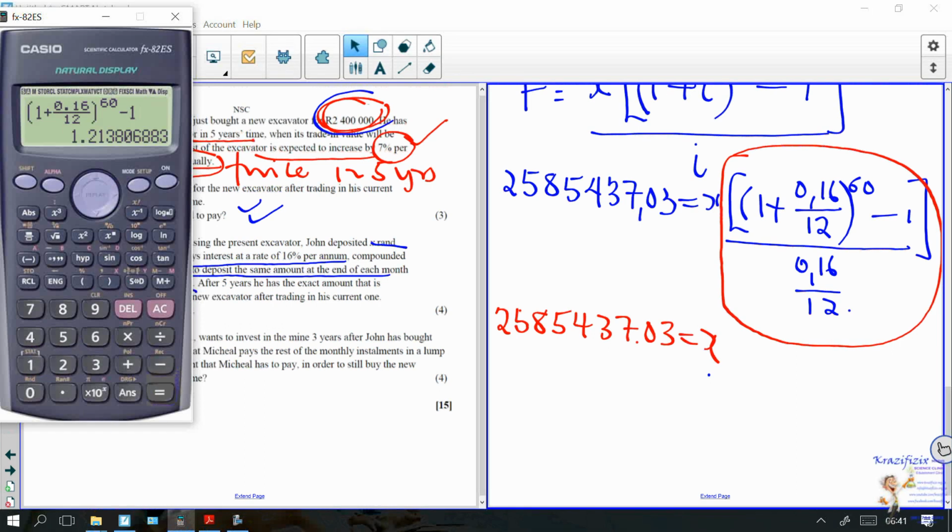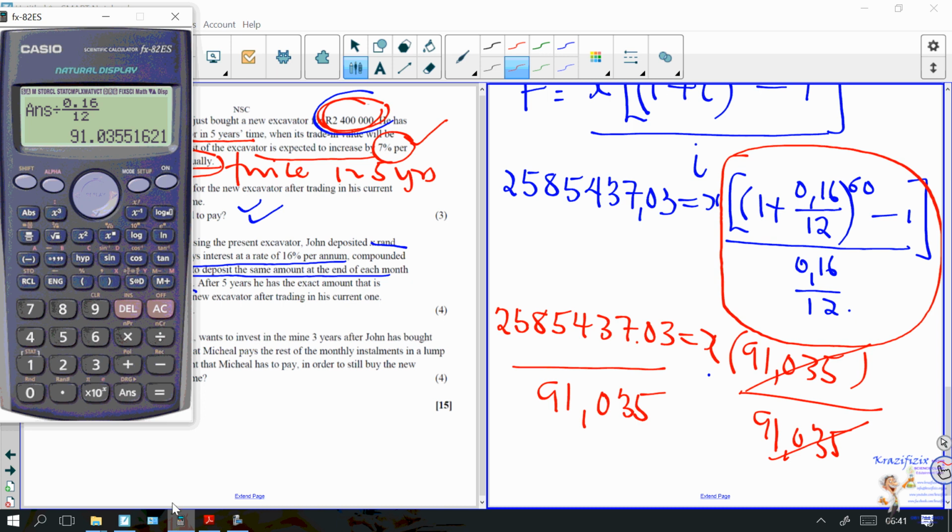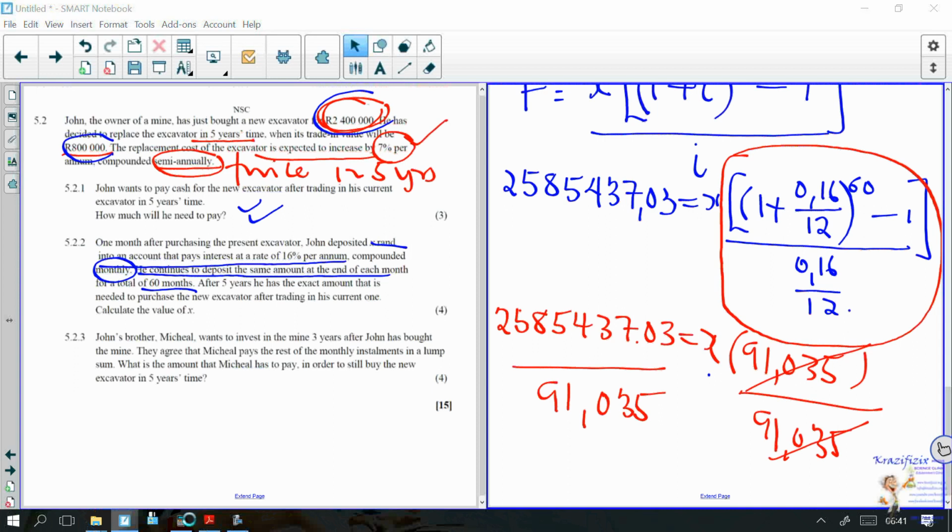But this answer must now be divided by what? 0.16 over what? Over 12. So the whole answer there gives me 91,035. All right? So what do I do? Divide both sides. You will see what I'm going to do here now. I'm writing 91,035 just because I don't want to write the long answer, but I'm going to use that same long answer to do what I have to do. Remember, my 91,035 is just a short part of the answer.